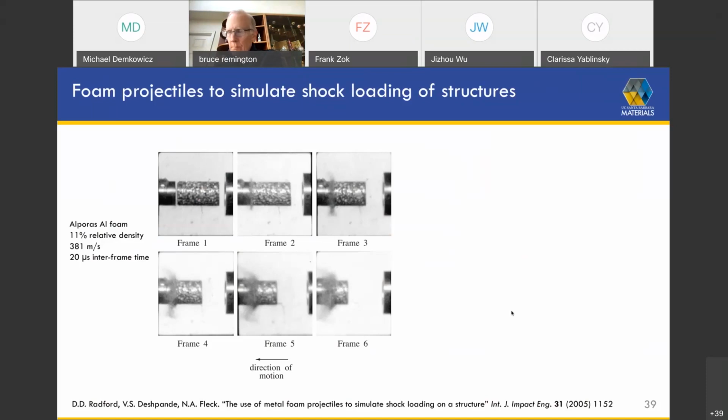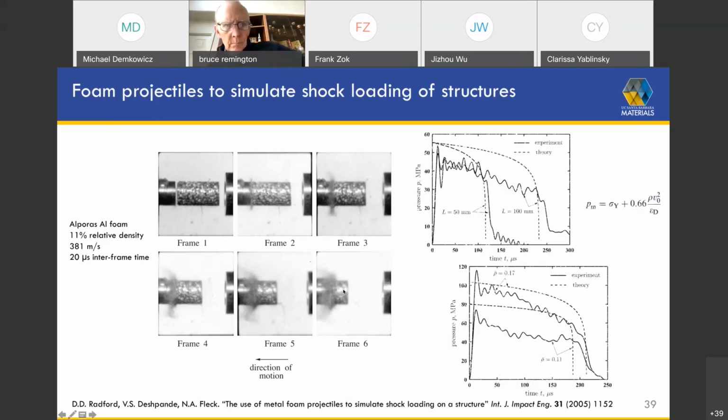One of the ways to simulate this, and this was developed by Vikram Deshpande and Norman Fleck, both at Cambridge, is a very clever way, where what you do is you launch a foam projectile onto your target. What happens when you launch a foam projectile and it strikes a target, in this case a rigid target, and this is a foam projectile coming out of a gun barrel, is it hits the target and it immediately begins to crush at that interface. And it essentially collapses on itself over time because of the momentum.